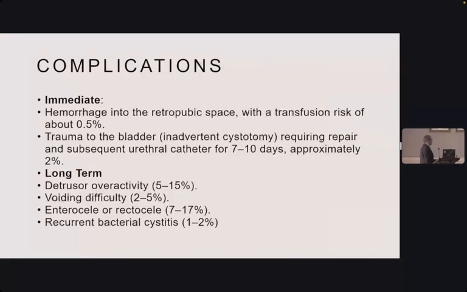We are going to enter the space of Retzius, the retropubic space, so complications should be obvious immediately. There can be hemorrhage into the space, with about half a percent of patients needing transfusion. Obviously, there can be trauma to the bladder with inadvertently putting the trocar into the bladder, and that also means you require a cystoscopy after the procedure to make sure you have not entered the bladder.